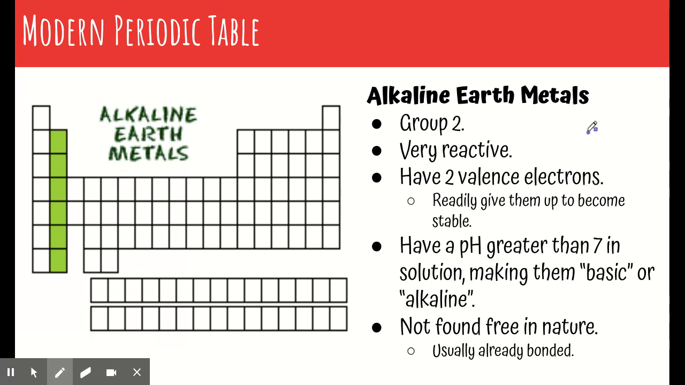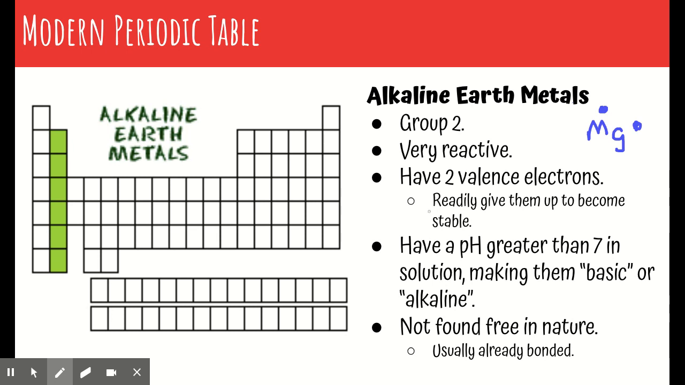Okay, so if we had magnesium, it's going to have 2 dots. We know that. So 2 dots, you have 6 more spaces to fill in. Magnesium and all of these in group 2 are going to very readily give up those outer electrons. Once they give those up, the next ring down would be full, so then it would be stable. So in order to become stable, everything in group 2 wants to get rid of its valence electrons. So they're going to easily bond as well. They're also going to have a pH greater than 7 in solution.